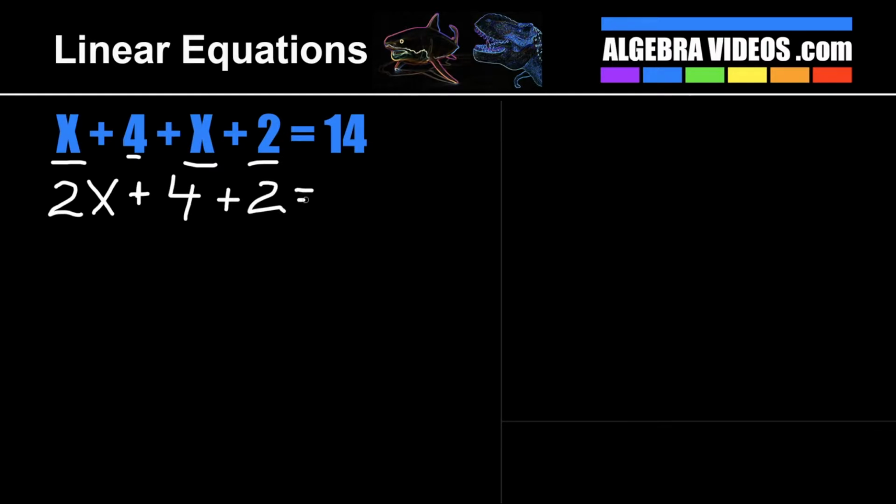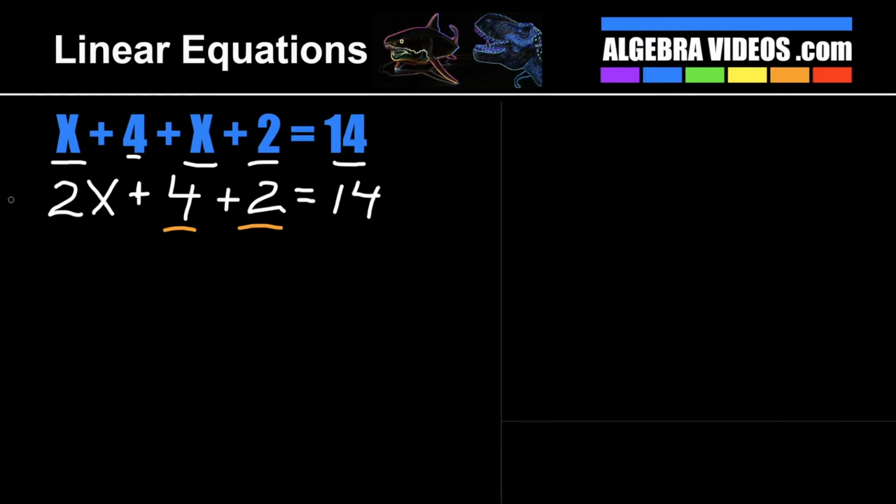And that's equal to, over here on the right side, we have a 14. So I'm just going to write that 14 again. So now we have 2x plus 4 plus 2 equals 14. And so once again, I see a couple of numbers here. Just these numbers by themselves, they're called constants, but who cares? Anyway, you see a 4 and a 2. That can be combined into a 6, right?